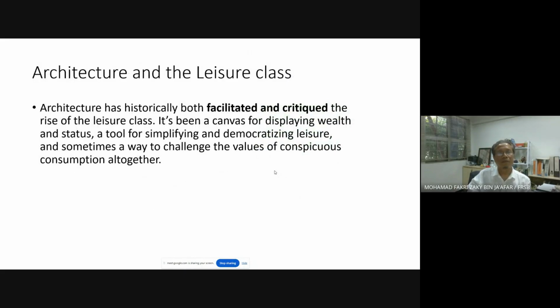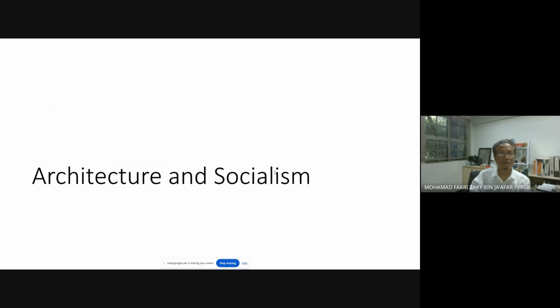So in that sense, architecture and the leisure class can be used to facilitate and also to critique the rise of the leisure class. Okay. It has been a canvas for displaying wealth and status, a tool for simplifying and democratizing leisure, and sometimes a way to challenge the values of conspicuous consumption altogether. Okay? And then we look at the counter response from the socialist aspect, architecture and socialism.